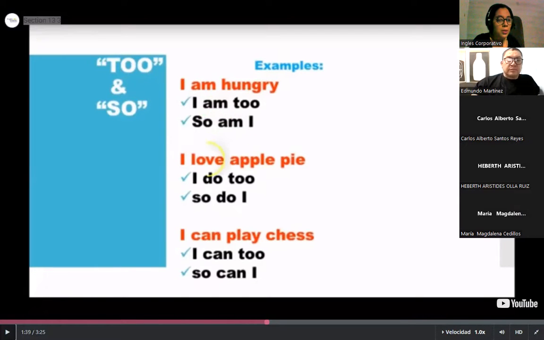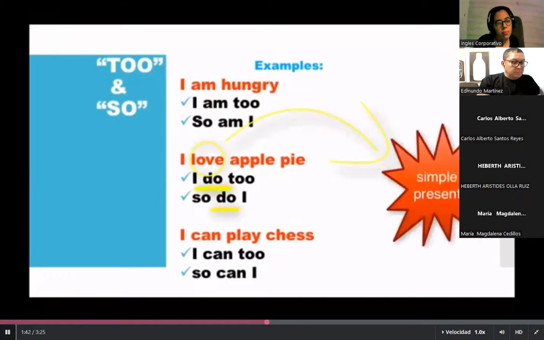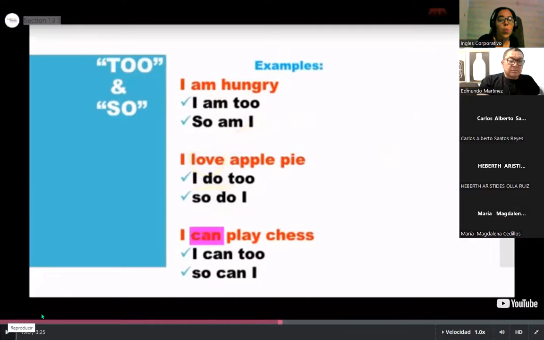También hemos escuchado una expresión algunas veces que dice me too. Yo también, ¿verdad? Excellent. I love apple pie. I do too. So do I. I can play chess. Why does the second example, I love apple pie, say I do too, or so do I? Why do we have that do I? Because it's a different verb from the verb to be, and it's also an auxiliary that we are going to use.